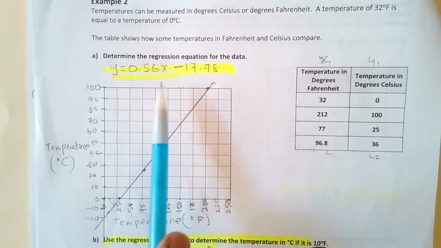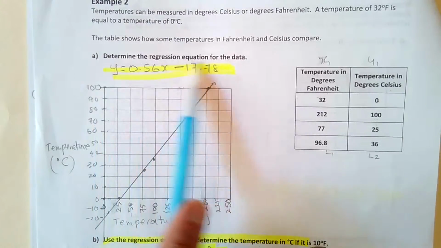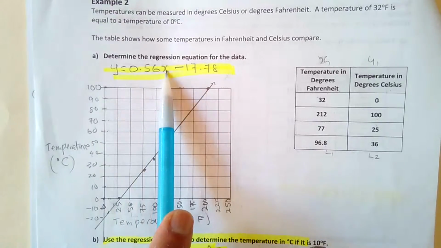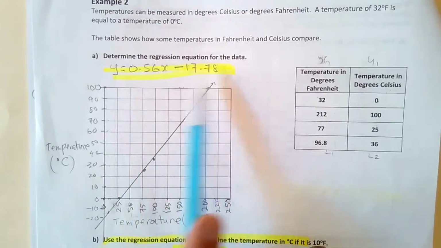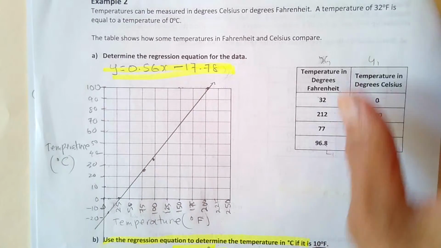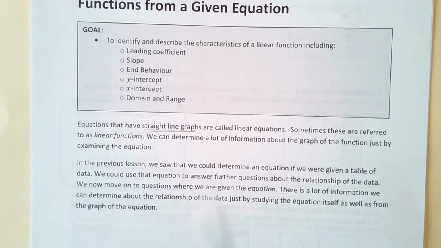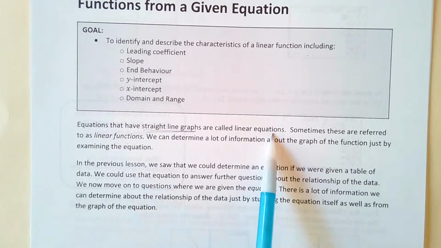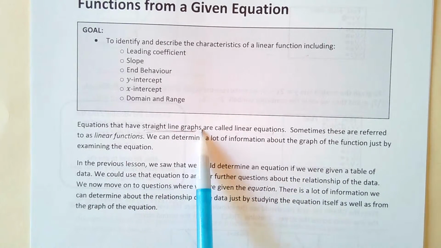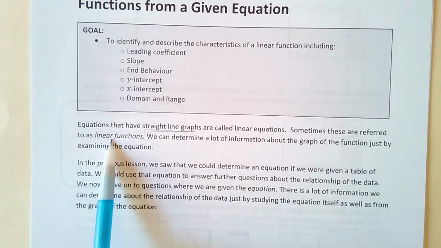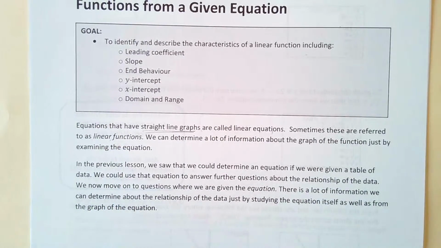Today, we are going to examine what this equation means. What is x, what is y, what do these numbers mean? So that's our main goal for today's lesson. We call the equation of a straight line a linear equation, or a straight line graph. Sometimes these are referred to as linear functions. So far we've been calling them linear functions.